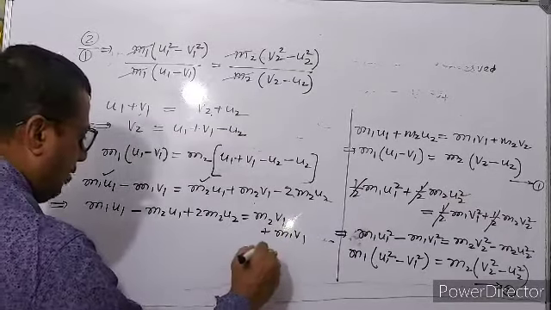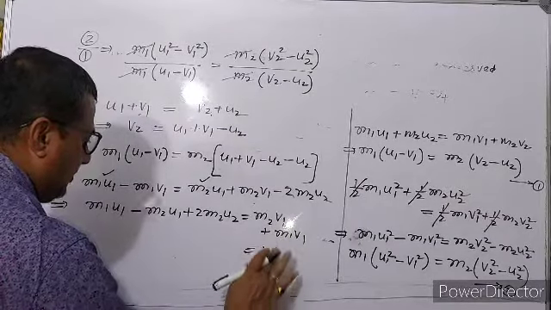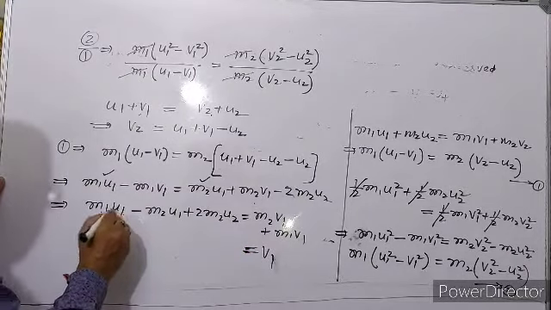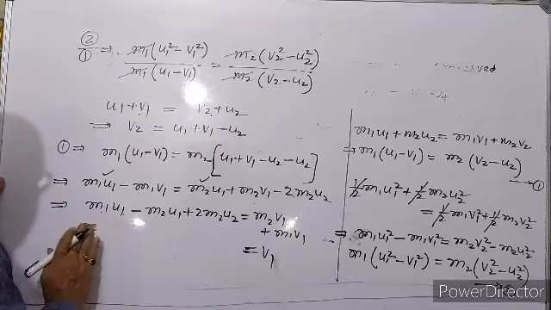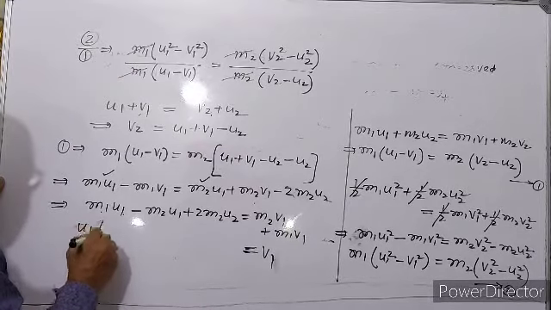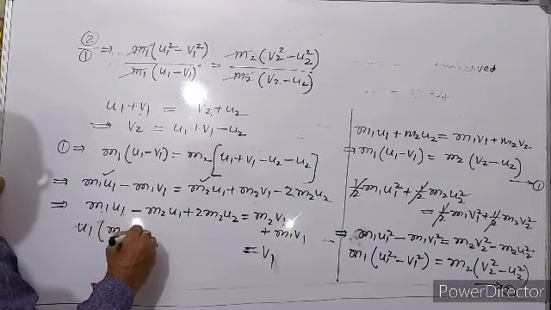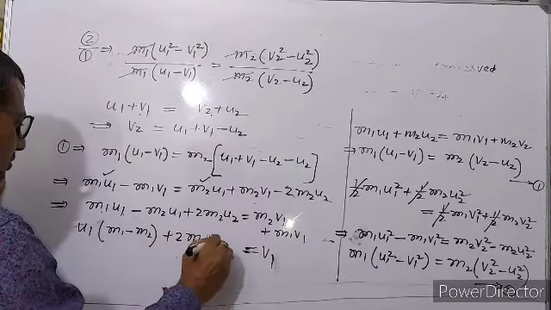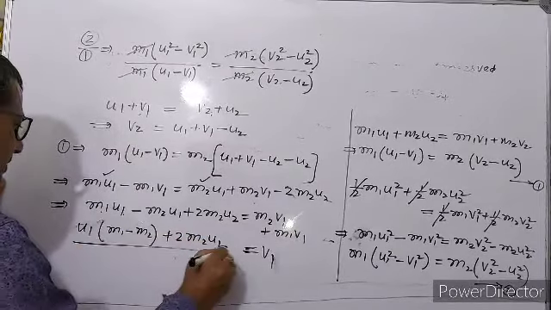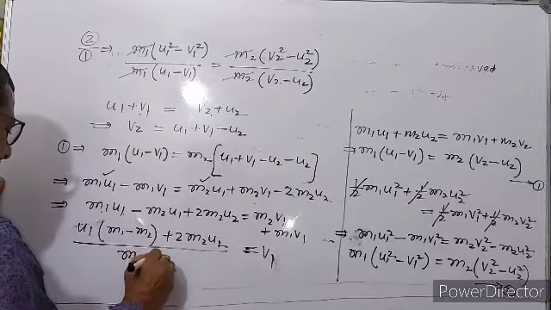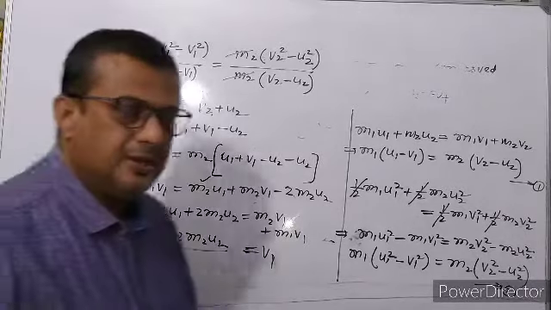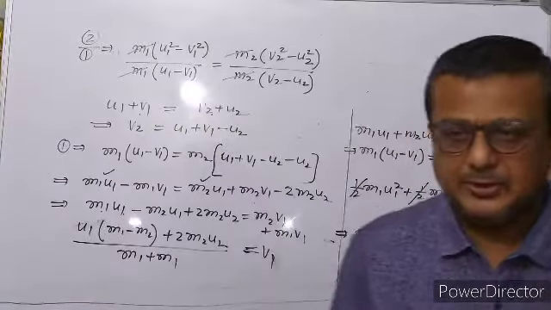Now v1 will be common. This will be taken m1 u1. m1 u1 will be common. m1 minus m2 plus 2 m2 u2 divided by m1 plus m2. So we got the value of v1. Similarly, we can get the value of v2.